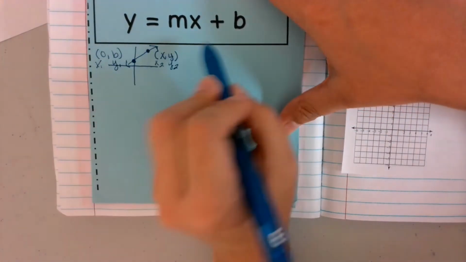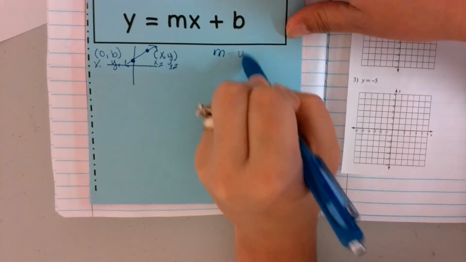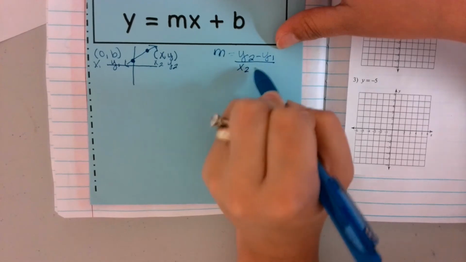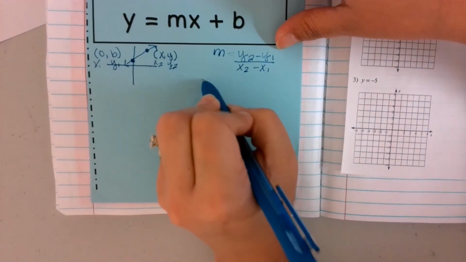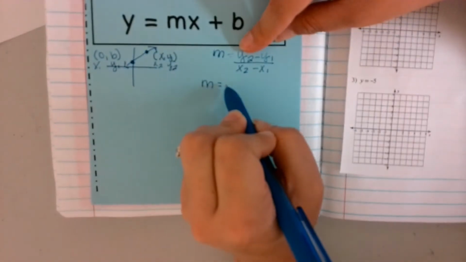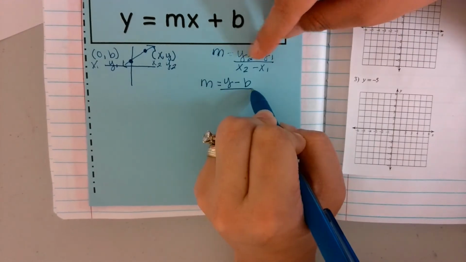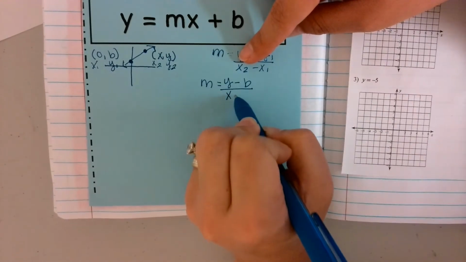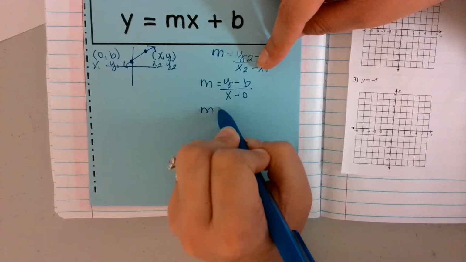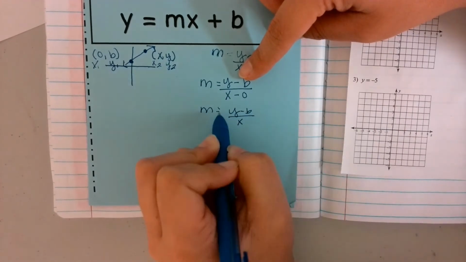Now I can use the slope formula, which tells me that I can find slope by using y2 minus y1 over x2 minus x1. Then I'm going to have y2, which is my y, minus y1, which is my b, all over x2, which is my x, minus x1, which was 0. And then I'm going to continue to simplify this. So I have m equals y minus b over x minus 0, which is just x.